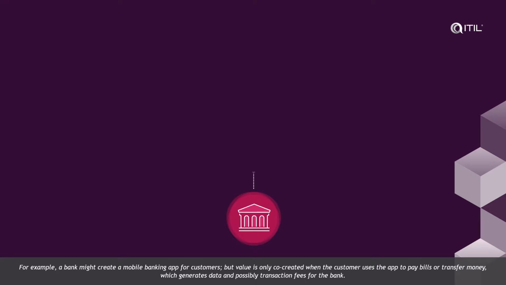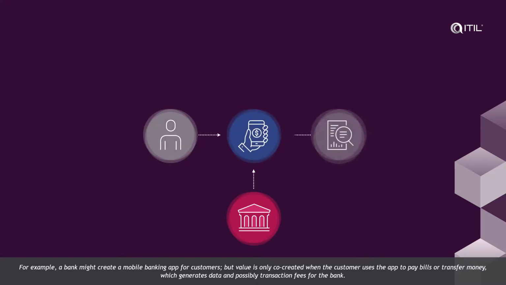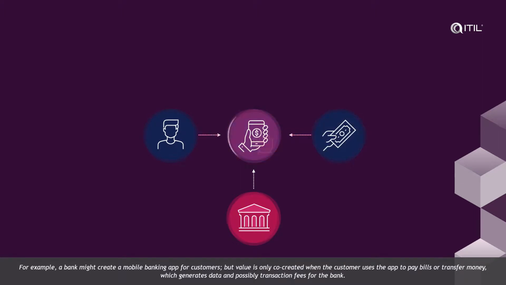For example, a bank might create a mobile banking app for customers, but value is only co-created when the customer uses the app to pay bills or transfer money, which generates data and possibly transaction fees for the bank.